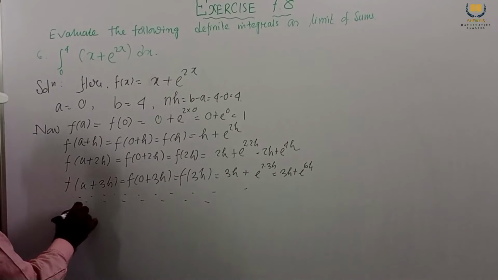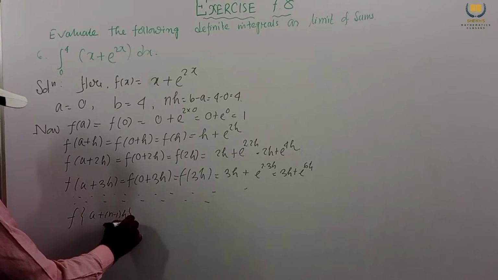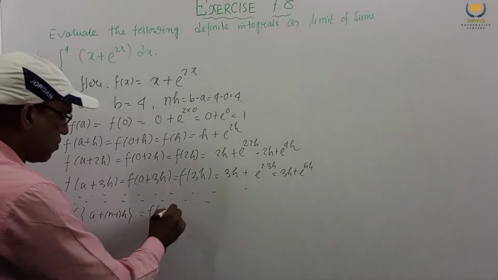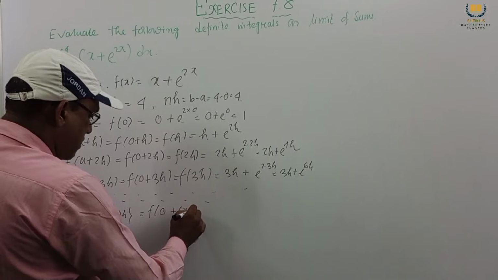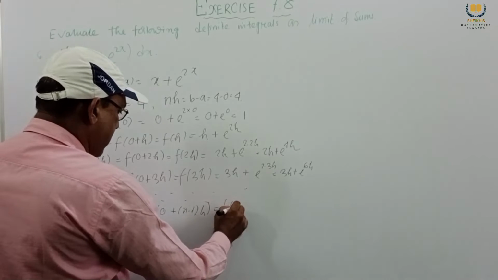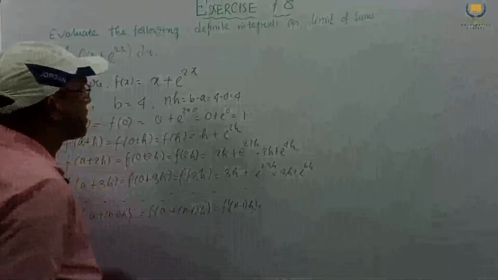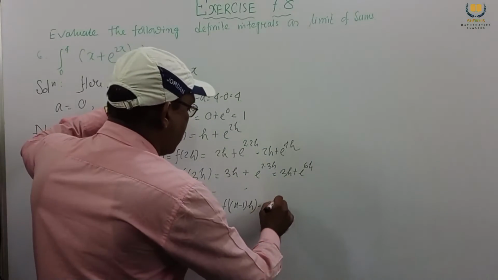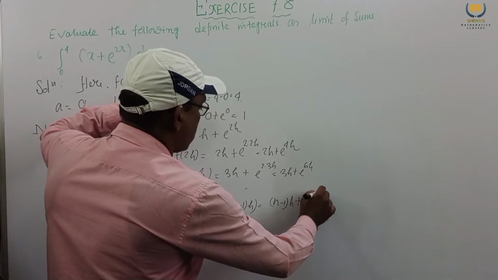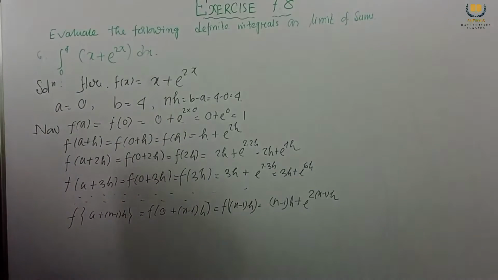and lastly we write f of a plus n minus 1 into h. a means 0, so this is f of n minus 1 into h, which equals n minus 1 into h plus e to the power 2 into n minus 1 into h. We get this.